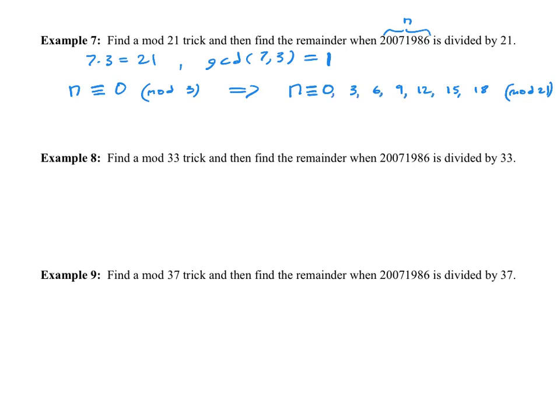Okay, and n in mod 7, as we discussed in the previous problem, was 4. So what does that mean? For mod 21, our n value could be 4, or it could be 4 plus 7, so 11, or it could be plus 7 again, so 18. Those are all the new possibilities for our remainder in mod 21.